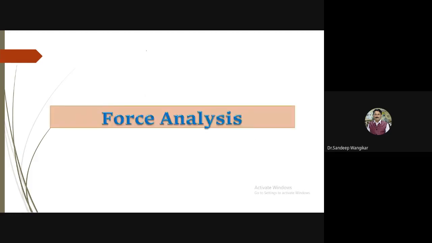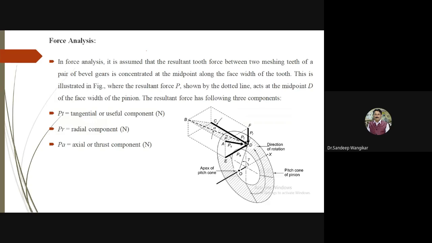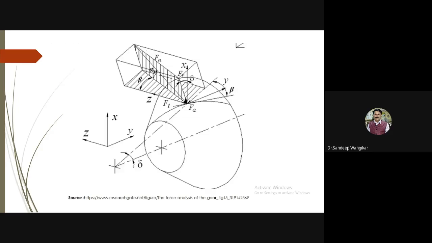Now let us proceed to the next part, force analysis of bevel gear. Before proceeding to the detailed diagram, what are the different forces considered, what is assumed, and how is it required to be shown? The sign conventions are different. The source is shown from where the image is taken. You can see it just for better understanding.